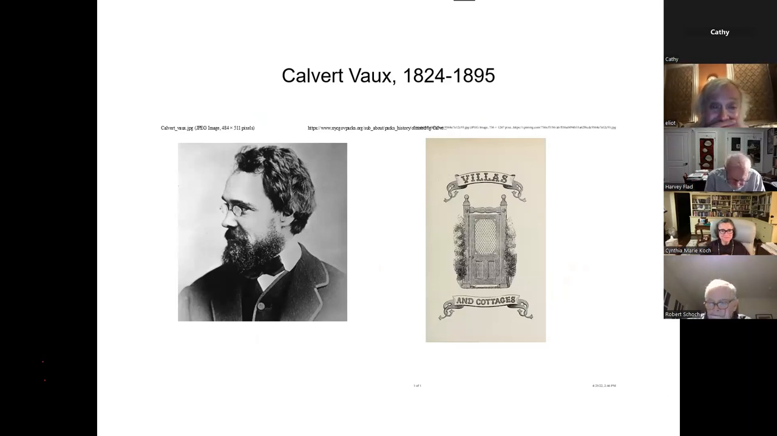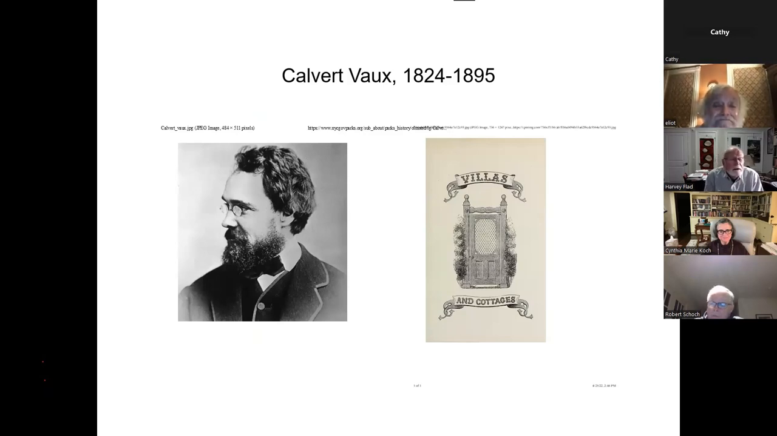In 1850, Downing decided to go to England to look at the landscapes of landscape designers that he wanted to emulate, such as Capability Brown, Humphrey Repton, and so forth. He went to those estates, traveled around all through that area, and met a young, twenty-some-odd-year-old, Calvert Vaux, who was an architect.